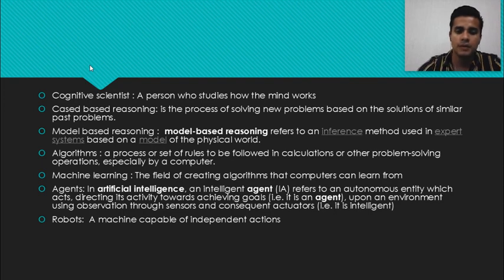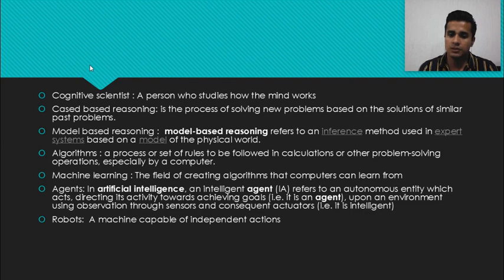Okay? Then we have model-based reasoning. What is this? Model-based reasoning refers to an inference method used in expert systems based on a model of the physical world. So basically, it's going to be like the robot or the artificial intelligence reasoning how it can solve that problem, using any model or examples, and it's going to infer based on what's available in the physical world.